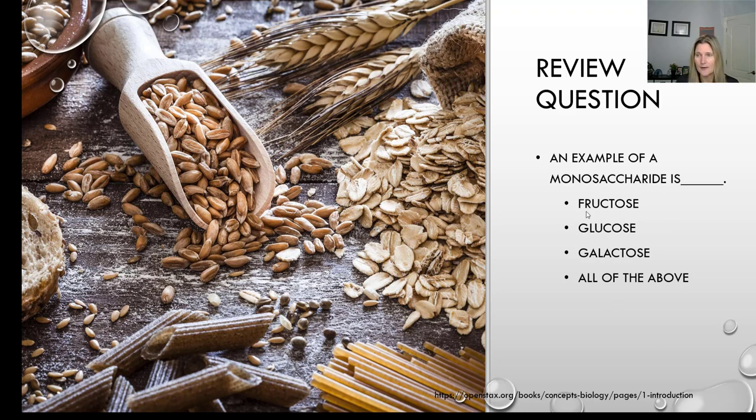Is fructose a simple sugar? Yeah, it's that C6H12O6 molecule. What about glucose? Yep, that's also C6H12O6, but differently structured. And how about galactose? Yep, that's still C6H12O6. These are all monosaccharides. So all of the above. Okay, and then just remember, when we combine two of them together, we get a disaccharide.